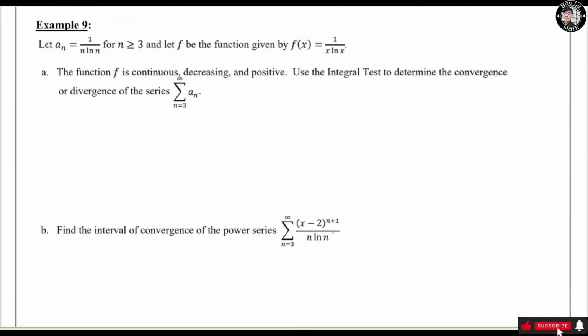Now let's move on to example number 9. Let a sub n equal 1 over n ln of n. For n greater than or equal to 3, let f be the function given by f(s) equals 1 over s ln s. So this guy is the representation of this guy, right? Now the function f is continuous, decreasing, and positive. Use the integral test to determine the convergence or divergence of this series, right?